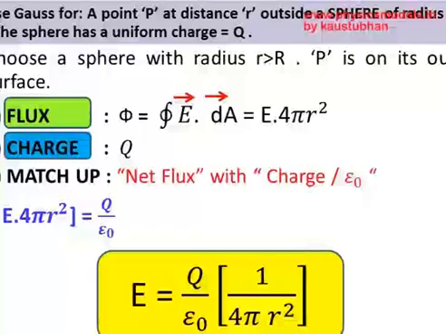So once again, you find the flux, which is E into dA. In the case of a sphere, the total surface area integrated will be equal to 4 pi r squared. You find the charge, just Q, you match them up, and you can easily derive the equation for the electric field strength. So this is just a simple three-step approach: finding the flux, finding the charge, and matching them up.